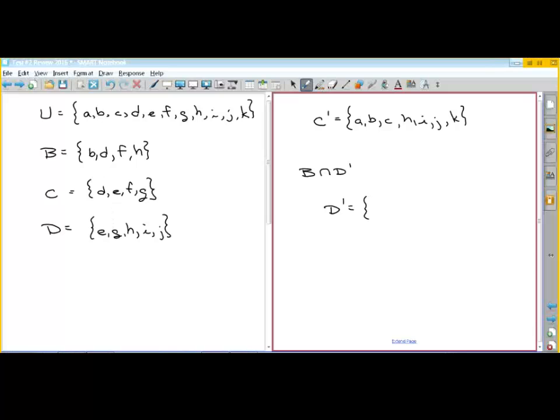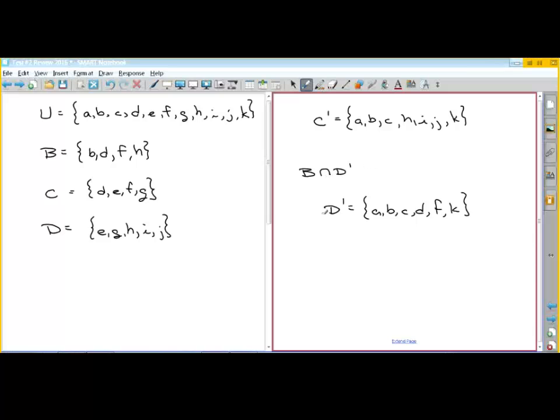The complement of D is the elements that are in the universal set that are not in set D. So we see E, G, H, I, K. Which letters are in here but not in there? Well, we have A, B, C, D. E is in there, so I don't include that. F, G, H, I, J, K, and that's it. So that's the complement of D, the elements that are in the universal set but not in set D.